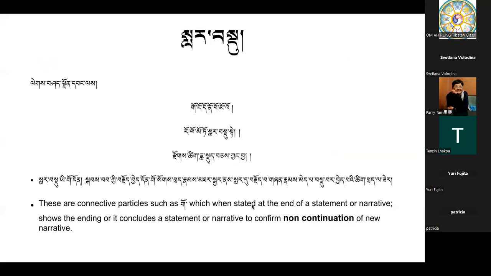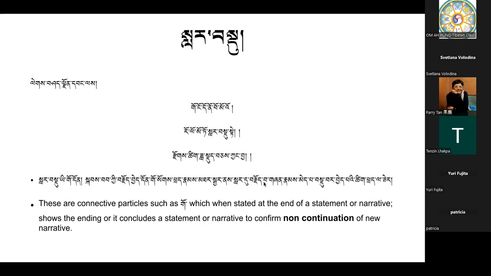Tar, which means at the end. So at the end of the current narrative, when you use one of these 11 particles, depending on the suffix letter, you will be using one of these 11 connective recompound particles.